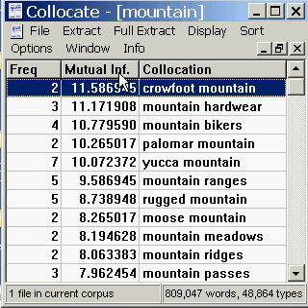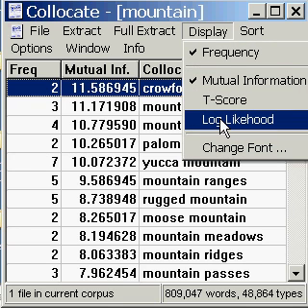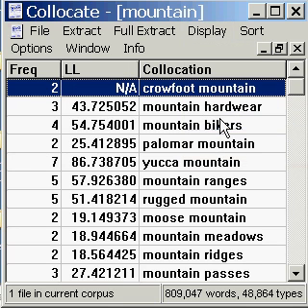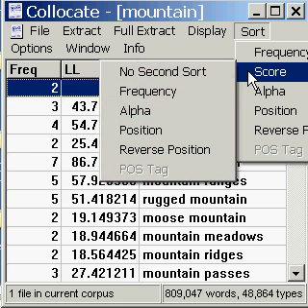And we have like mountain hardware, mountain bikers, Paddlewell Mountain, Yucca Mountain, and so on. So just this simple example, we can see we are putting out simple mountain collocations. Under display we have other statistics. So here's log likelihood. So we see those values going in there. It doesn't resort automatically, so again we have to sort on the score to get the ranking according to that.